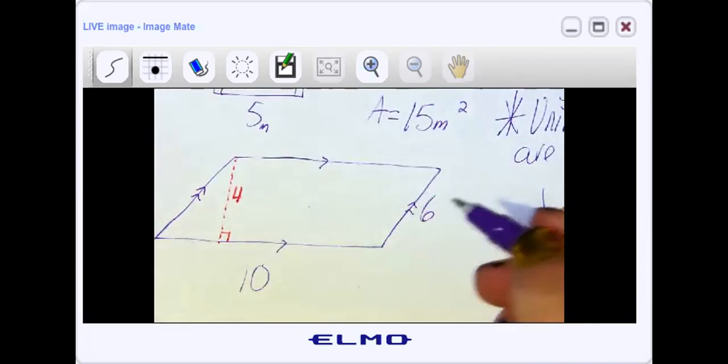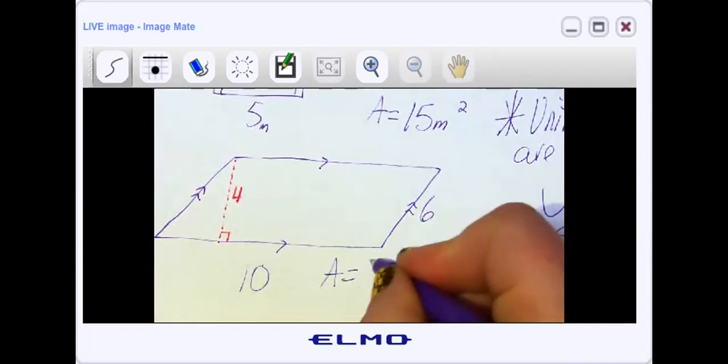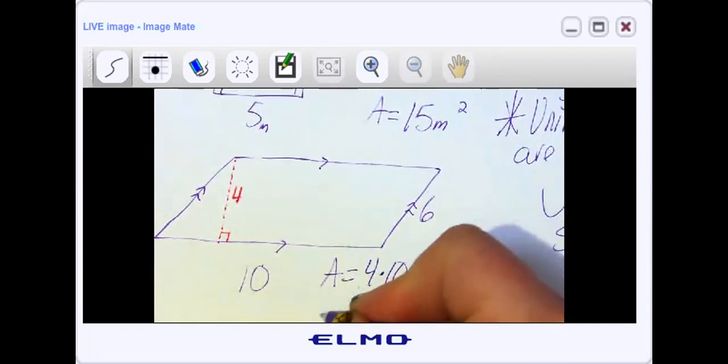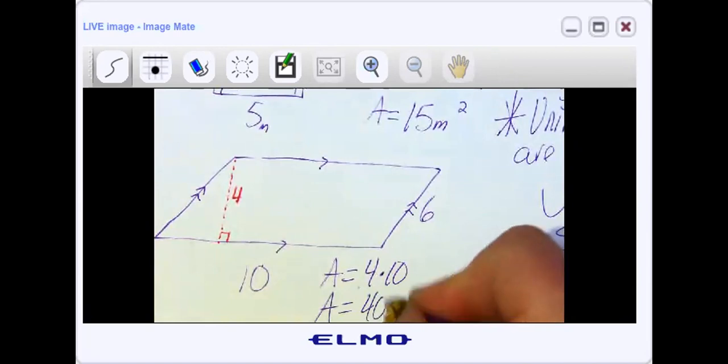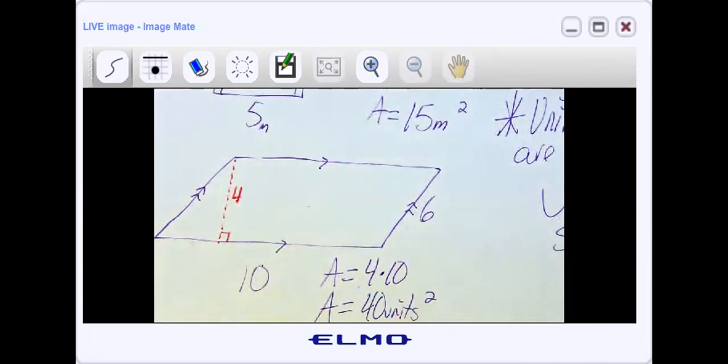And whatever my units are, squared. So I'm going to have 4 times 10. So I get 40 units squared. If I don't put units on it, you can just write the word units.